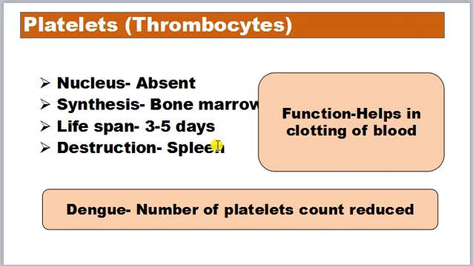If we talk about the function of platelets, the principal function of platelets is to prevent bleeding. That means it helps in clotting of blood. One note is that during dengue fever, the platelet count is reduced. Why is this so? Because the dengue virus infects cells of the immune system, this leads to destruction and damage of white blood cells, and this may lead to decreased platelet counts.